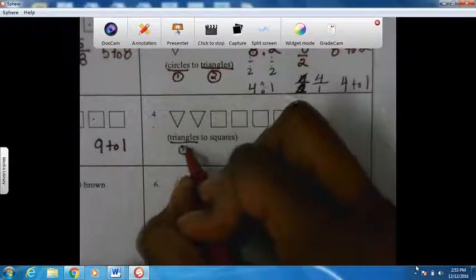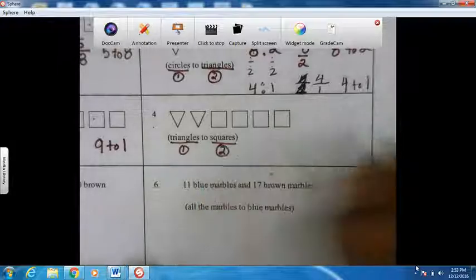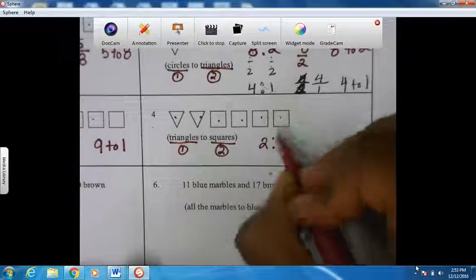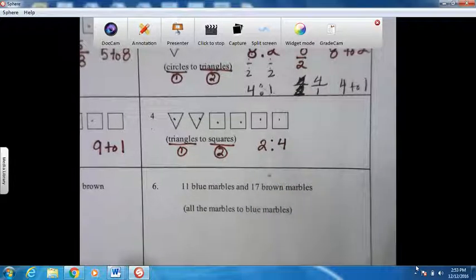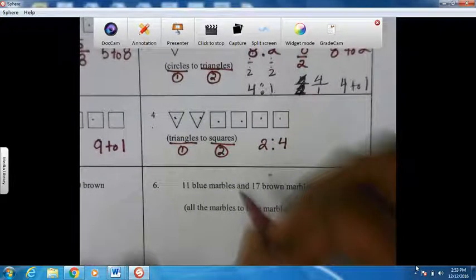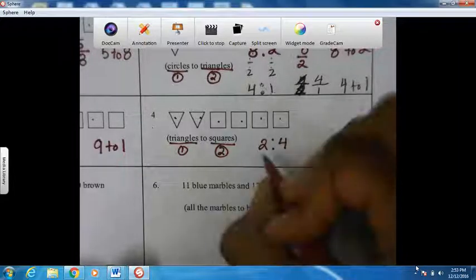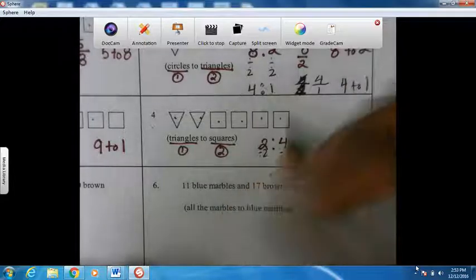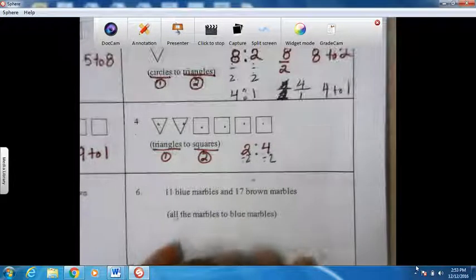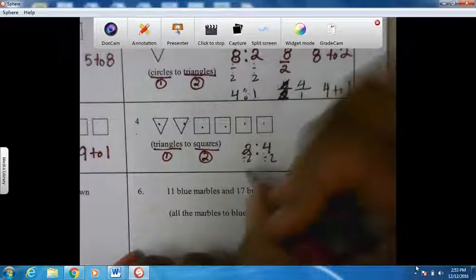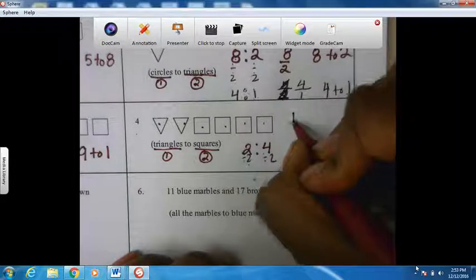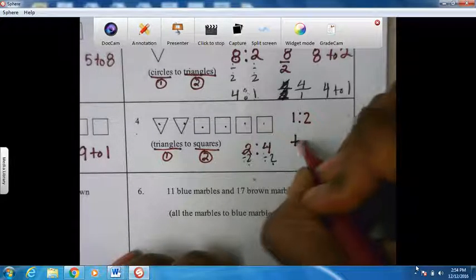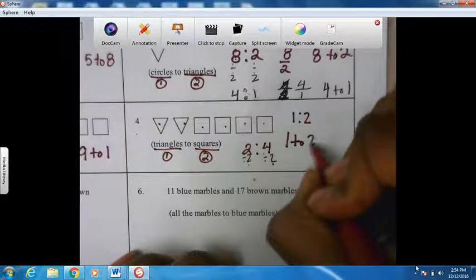Triangles to squares. Ooh, I can already see that can be simplified. So I'm going to do it now. Let's divide by 2. I know that they're even, so I'm going to divide both by 2. Some of you can do the simplifying in your head, which is perfectly fine as well. 2 divided by 2 is 1. 4 divided by 2 is 2. 1 to 2.